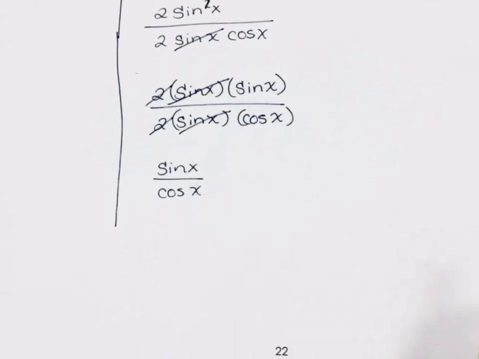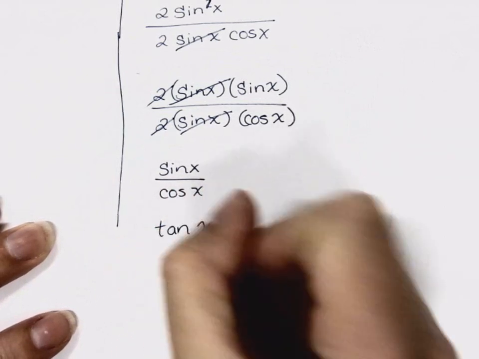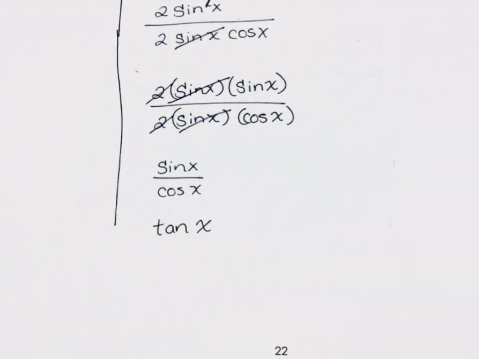Okay, here's the deal with this one. Some of you may be tempted to leave it here, and we know that that is tan x. But left-hand side has to look exactly like the right-hand side. So I need one more line here. I need it to say tan x.